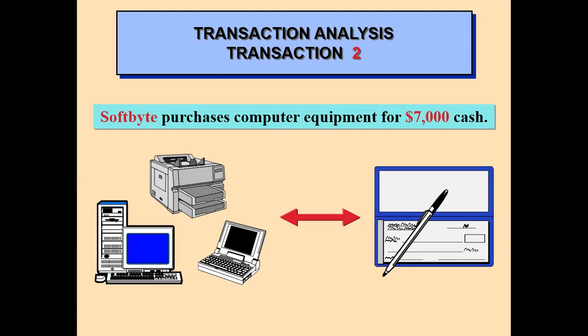Computer equipment, 7,000 for cash. So that means ShopBite purchased one asset, and in exchange for that asset they paid another asset. So one asset increases, another asset decreases. So equipment will increase in the company and cash will decrease because we are paying it in cash.